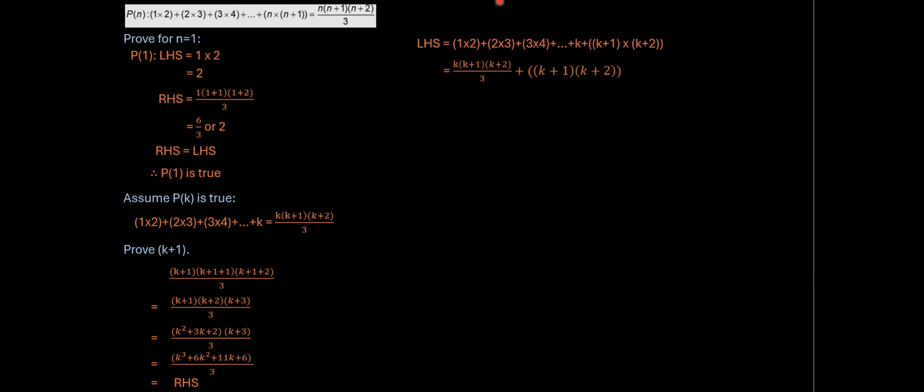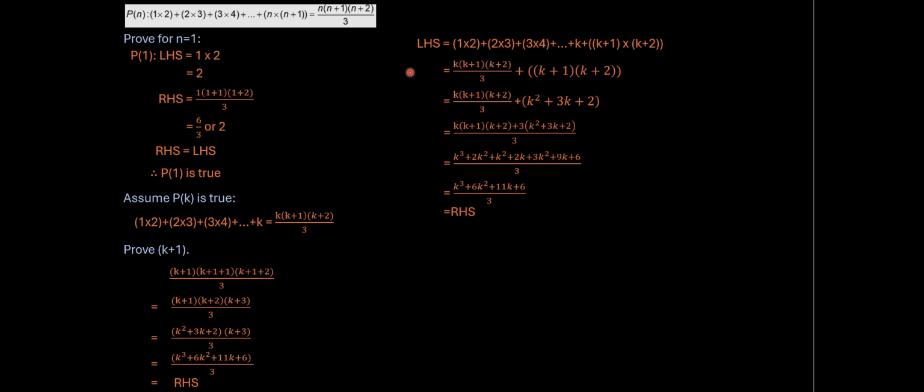(k+1)(k+2) can be expanded to equal k squared plus 3k plus 2. This can then be moved to the top of the fraction by multiplying it by 3 to cancel the denominator of 3. We can expand these brackets out. So here we are. And then again we simplify, and voila, there we are. We get our right-hand side, which if we compare the two sides, they are equal to each other. And we have proved the problem using PMI.